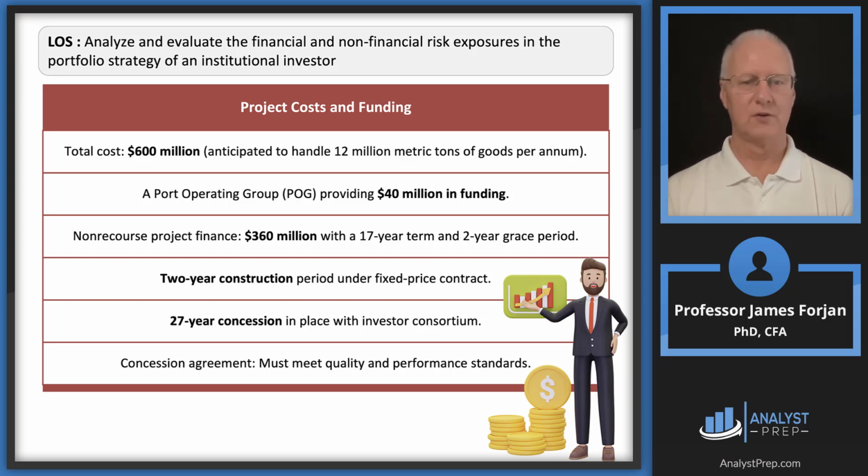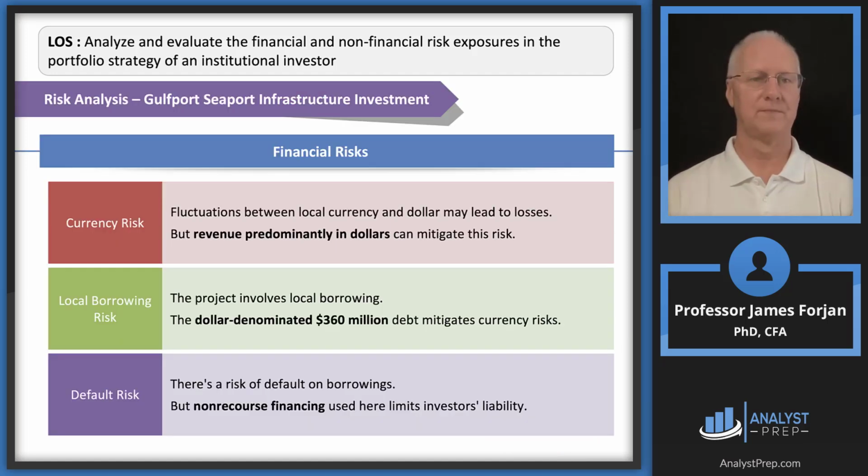2-year construction, 27-year concessions, and so those concessions are something like, well, you know what, if you build this, it ought to work. Quality standards and performance standards. All right, so look at that LOS: analyze and evaluate financial and non-financial risks. So we've done all that in the first part of this slide deck. So what are we doing here?